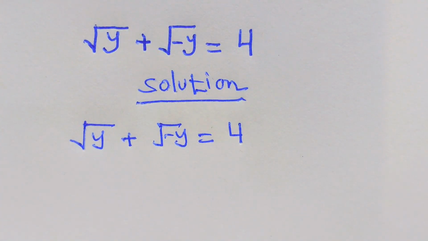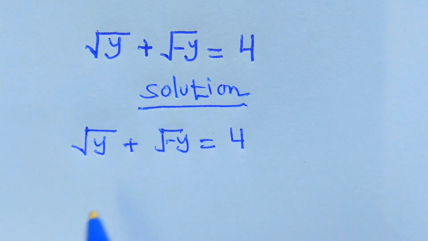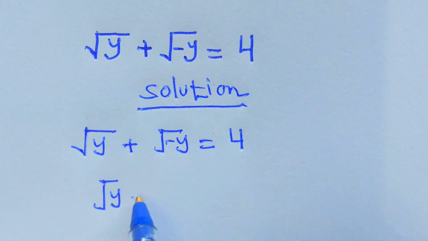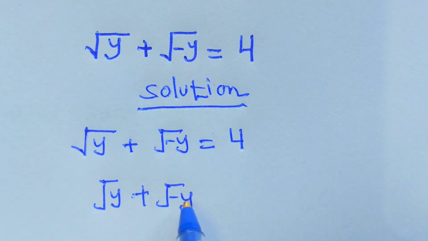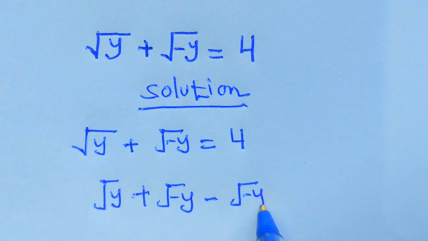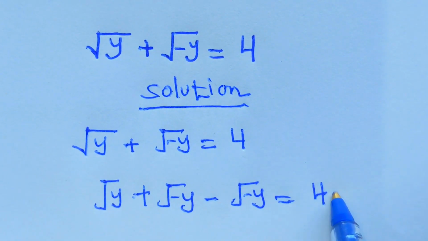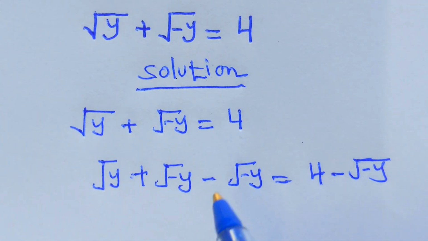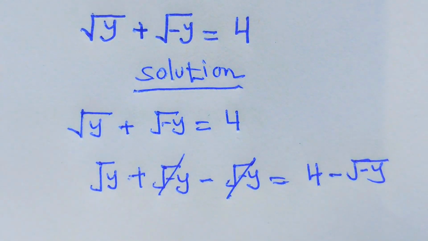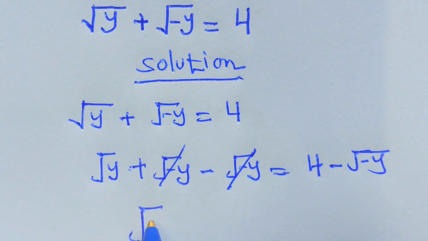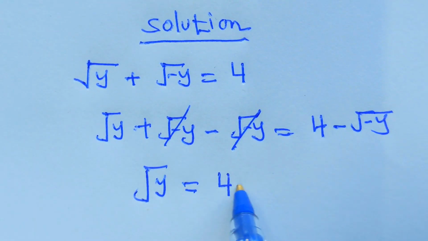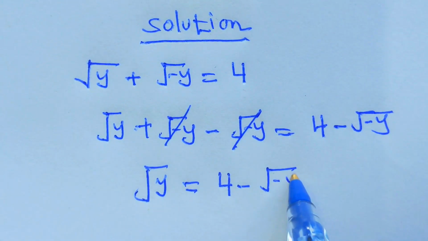What can we do right here? Now we can say square root of y, and plus square root of negative y, and then minus square root of negative y equals 4 minus square root of negative y. If you are seeing this way, this one and this will be cancelled to get square root of y equal to 4 minus square root of negative y.